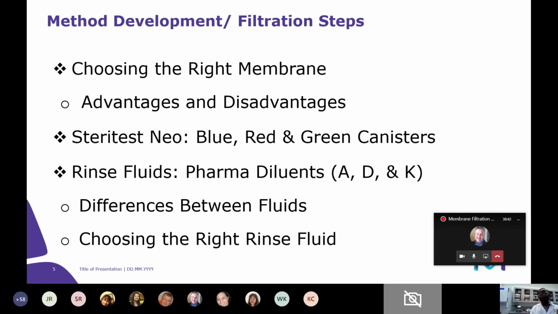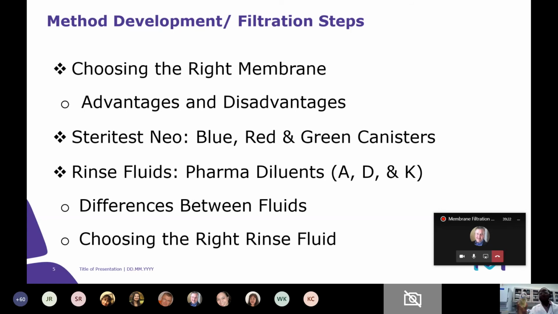Once you choose either canisters or funnels for your product, it's time to decide what type of fluid. We have fluid A, which is the most basic. We just use 1 ml of the peptic digest. We have fluid D, which is a step above. It's just a higher concentration of the peptic digest. From fluid A, you just add a little more.